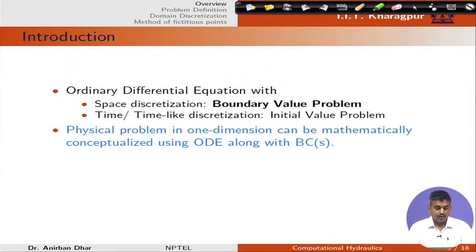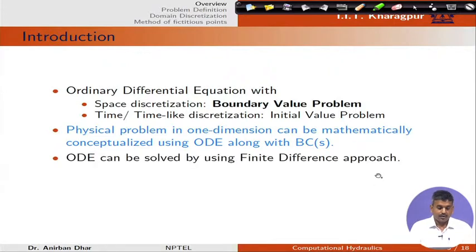Ordinary differential equation with space discretization, we call it a boundary value problem. With time or time-like discretization, that is initial value problem. In our lecture number 7, we have covered this initial value problem. A physical problem in one dimension can be mathematically conceptualized using ordinary differential equation along with boundary conditions. Ordinary differential equation can be solved by using finite difference approach.